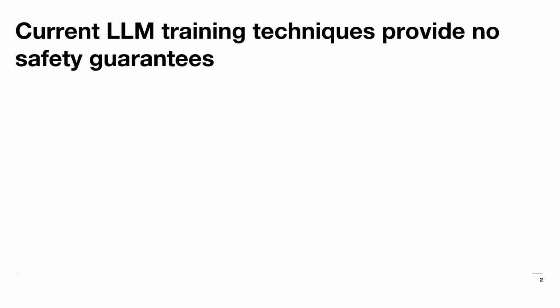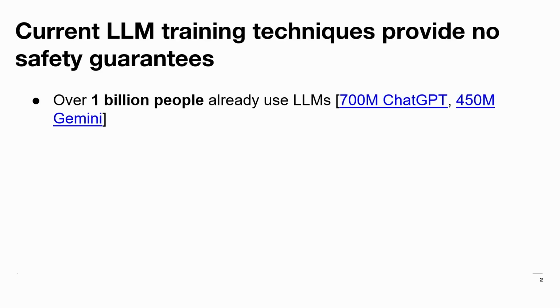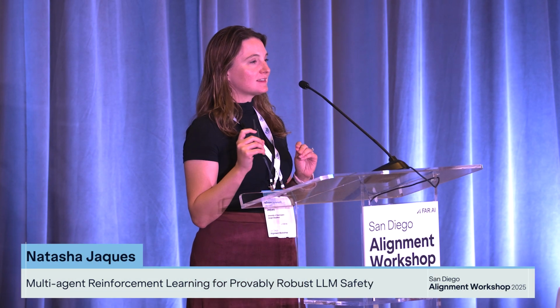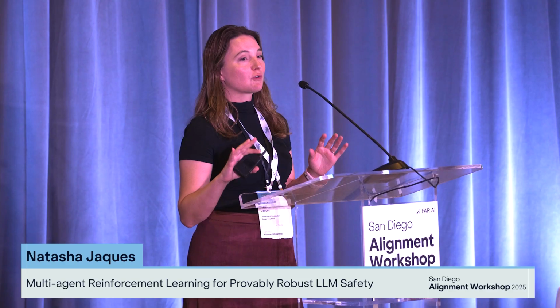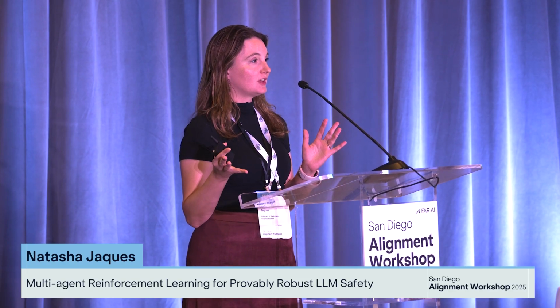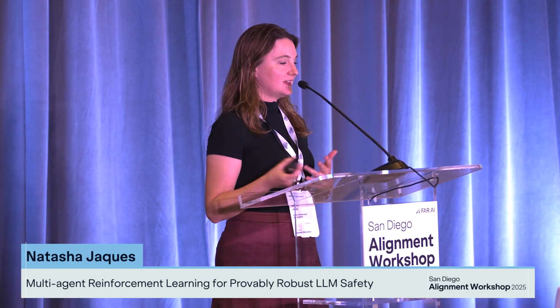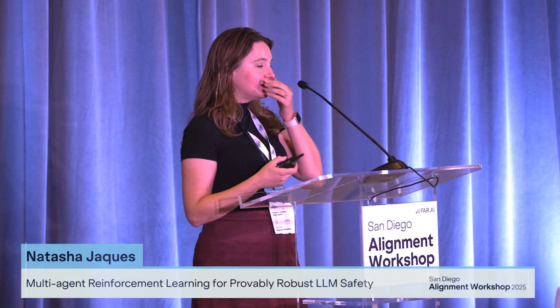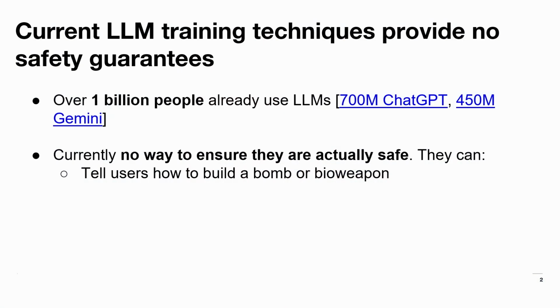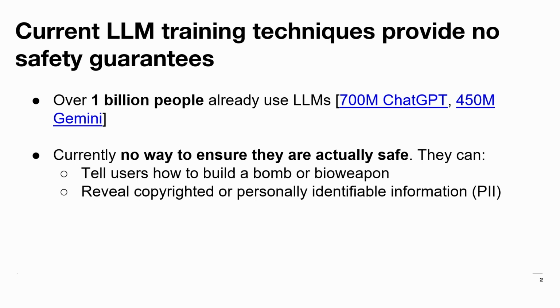When we think about our current LLM safety techniques, it's surprising to me that they actually have no guarantees that they can provide models that are actually safe. And this is in spite of the fact that currently over 1 billion people are using LLMs on a weekly basis. So we have no guarantees that they're not going to tell those users how to build a bomb or a bioweapon, or reveal copyrighted or personally identifiable information, in spite of the fact that the companies that purvey them would really not like this to happen.